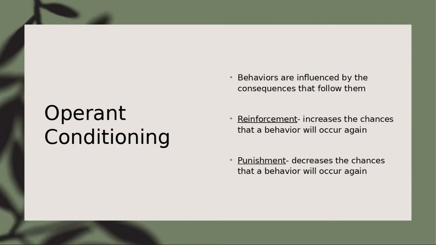Another major part of behavior therapy is operant conditioning. And so whereas classical conditioning behaviors are elicited by something in the environment, operant behaviors are behaviors that are influenced by the consequences that follow them. So it's the consequences that follow the behavior that determine how likely the behavior is to occur again. If the behavior is followed by reinforcement, then the chances that behavior will occur again in the future are increased. If the behavior is followed by punishment, that decreases the likelihood that the behavior will occur again in the future.